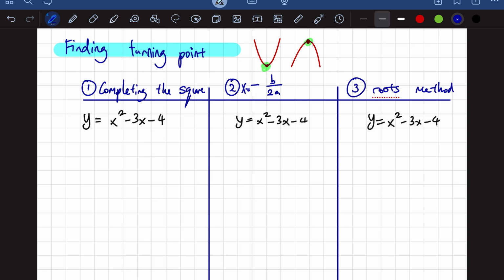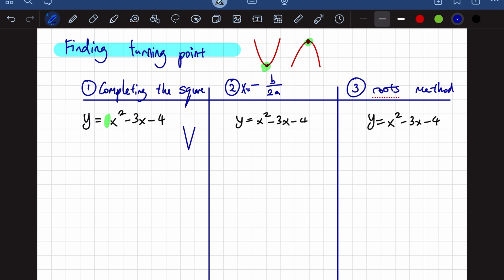So we're going to look at three different ways of finding turning points, and namely the three ways are: one, completing the square; two, using the formula x equals minus b over 2a to get you the x vertex; and the last one, three, is using the roots method, where we will try to find the middle position between two roots. All right, so we're going to look at the first example on completing the square. I will have a more detailed completing the square tutorial later on.